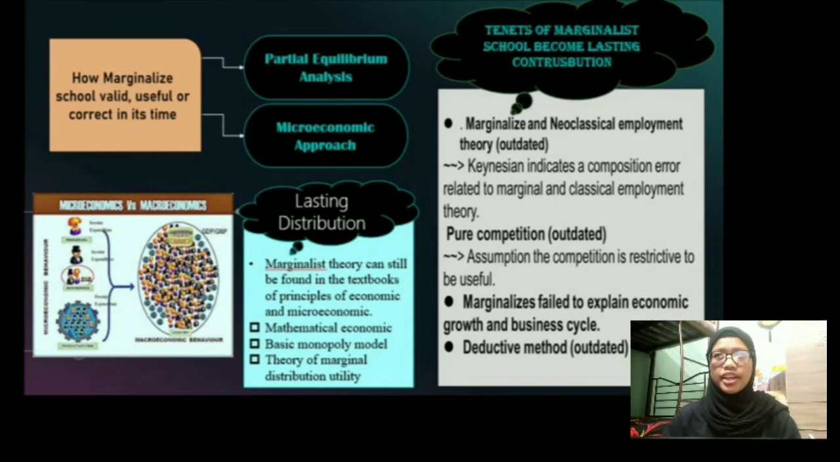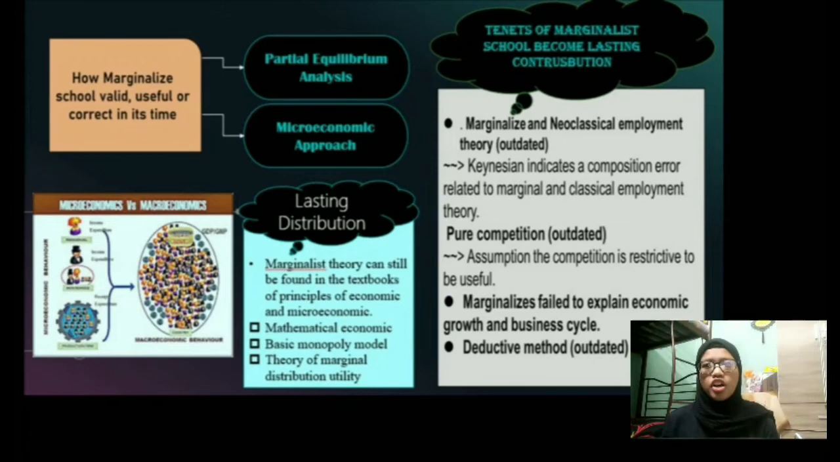Okay, despite the criticisms, many of the marginalist theories can be found in our textbooks, in our Principles of Economics and Microeconomics textbooks. Among the contributions of the school that we still learn until now are mathematical economics, the basic monopoly model, a theory of duopoly, the theory of diminishing marginal utility, the theory of rational consumer choice, the law of demand, and the law of diminishing marginal returns.